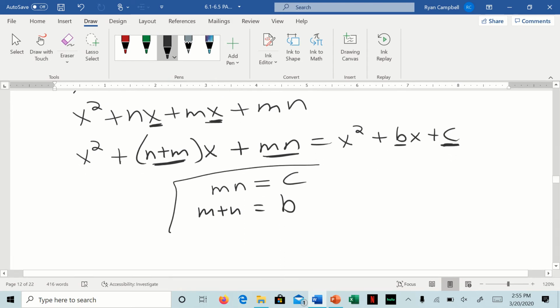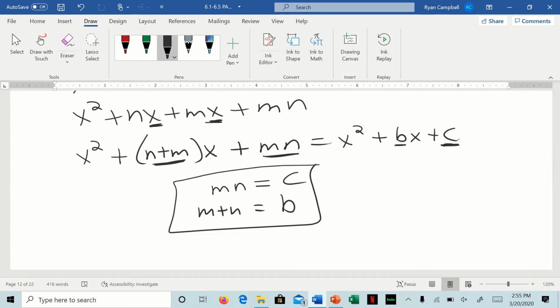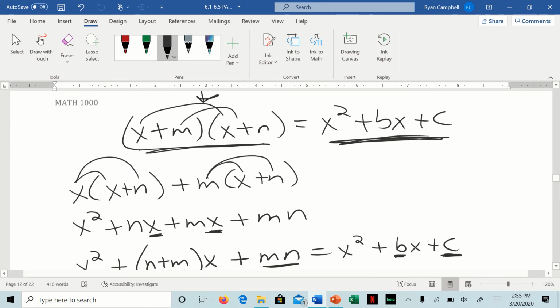So this is how we're going to try to work backwards and figure out what are those two letters that we're trying to figure out. What are those two numbers? We know that they both have to multiply to get us this constant, the one without the x, and they need to add to get us the coefficient right in front of the x.